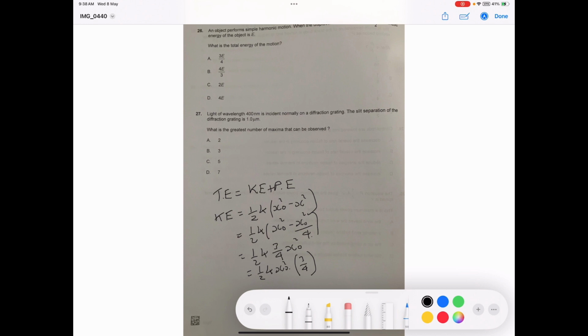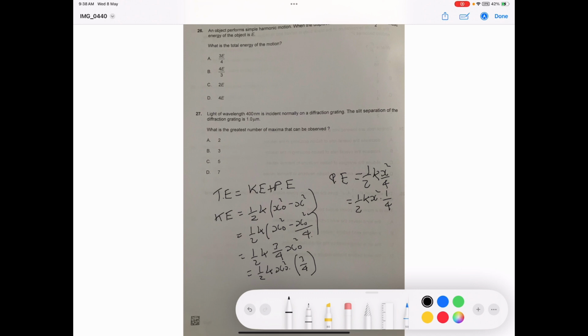Let's look at the potential energy now. So the potential energy is going to be half k x squared, which is x naught over 2 squared, so x naught squared over 4. It's going to equal half k x naught squared, say, times a quarter.